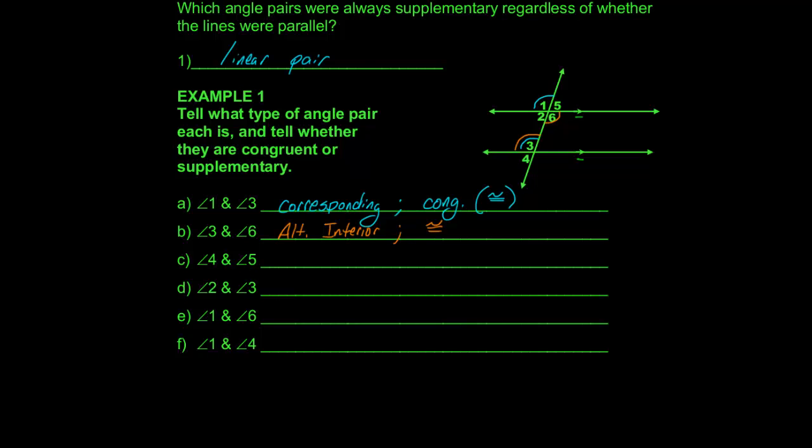Alright, 4 and 5. We're looking at angle 4 here and angle 5 here. Alright, these angles, they are both exterior. They're not same side, so they're alternate exterior. Look up at the top of the page. These angle pairs show to be congruent. So alternate exterior, and they are congruent.